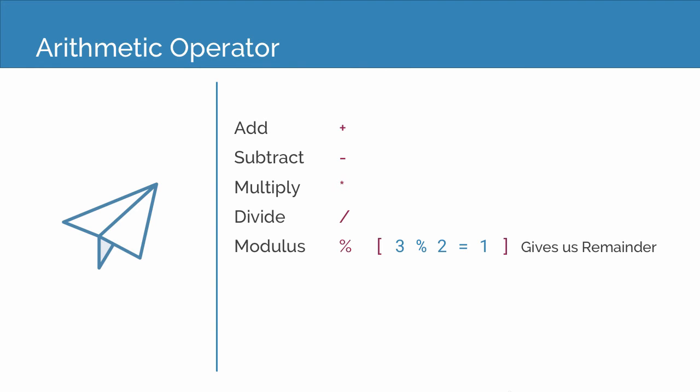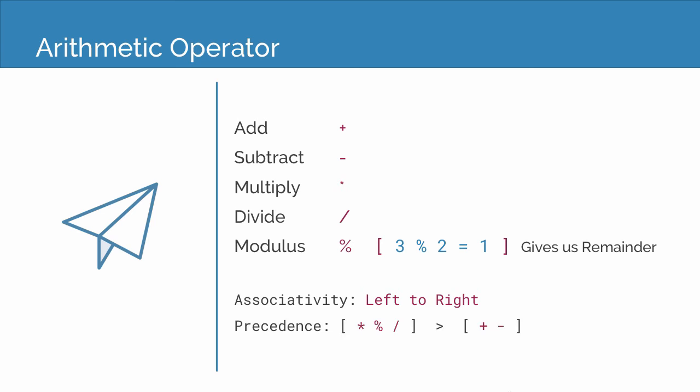So in this video at the end, we also learned about associativity, that is, solving the equation from left to right. And also we learned about precedence, that is, these operators get the highest priority compared to plus and minus.